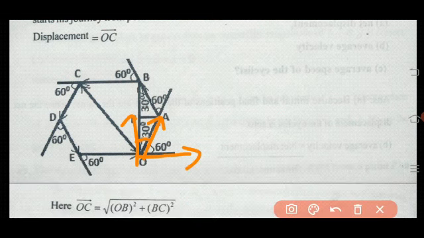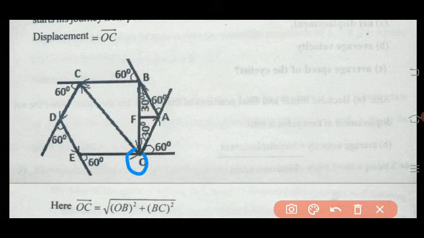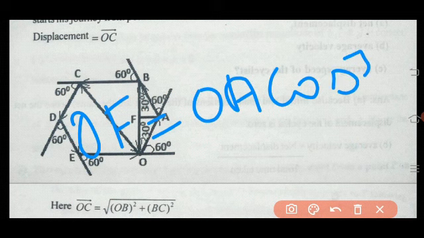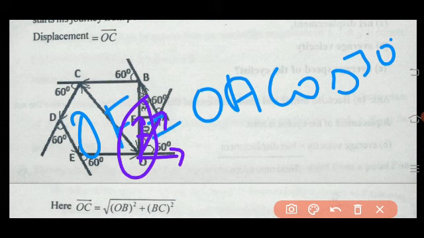So this line, this vector is nothing but, what is this vector? That is OF. OF is nothing but OA cos 30. Remember this, OA cos 30. Clear? Understood? So just resolve OA into two components, that is OF, and another is the horizontal component. What is the angle here? The angle is 30 degree.